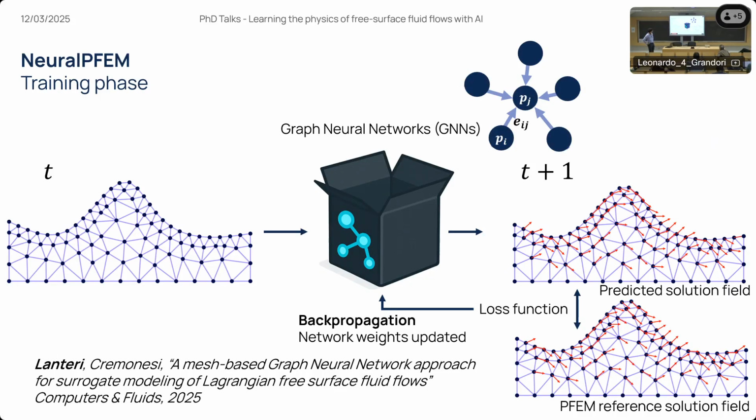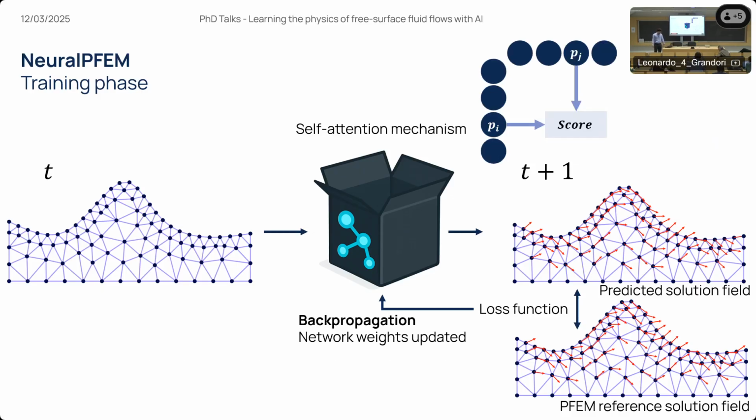Inside this black box, we can put different architectures. We started by considering graph neural networks, which are a natural choice for a mesh-based approach, because a mesh can be seen as a graph, and the graph neural network computes the interaction between nodes by aggregating information through connected nodes.